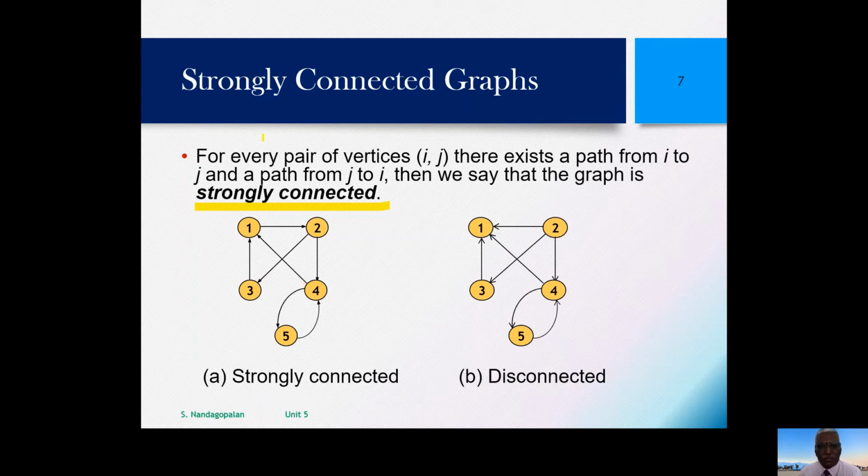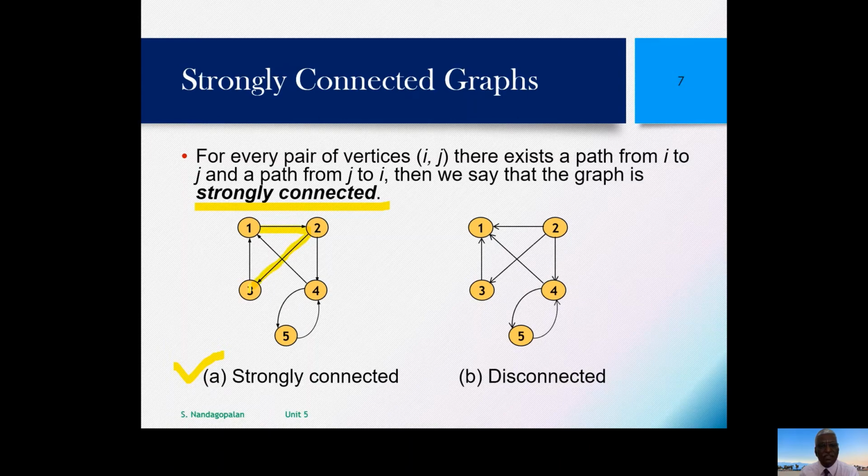So for every pair of vertices, there exists a path from I to J and a path from J to I. If so, it is called as strongly connected. Strongly connected concept is applicable only for directed graphs. Okay, so if I can travel from I to J as well as from J to I, it is called as strongly connected.